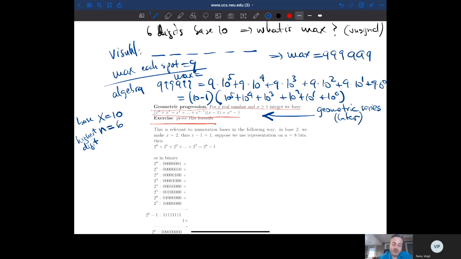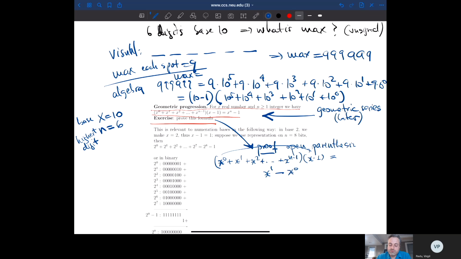Let me get my pen here. So proof. Here's what we're gonna do. We're gonna open the parentheses. So what we're gonna do is to say x at 0 plus x at 1 plus x at 2 plus x at n minus 1 times x minus 1. That's what we have, right? We open the parentheses. So now if we multiply x at 0 with this parenthesis, I get x at 1 minus x at 0, right?